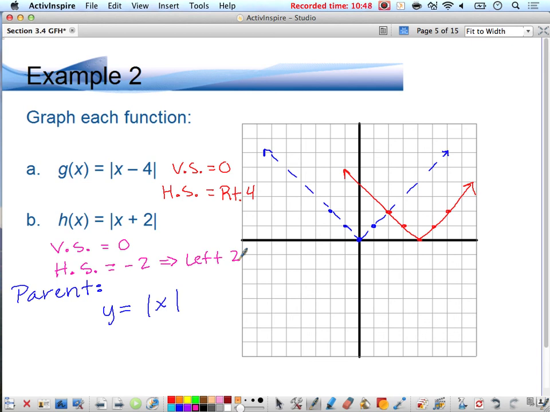So that means it'll take the parent function and shift every point on it to the left 2 units. So we'll relocate all of those points, including the vertex. And there is the absolute value of x plus 2.